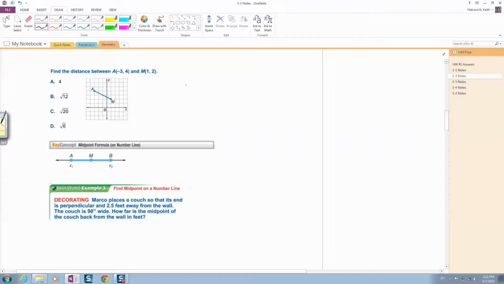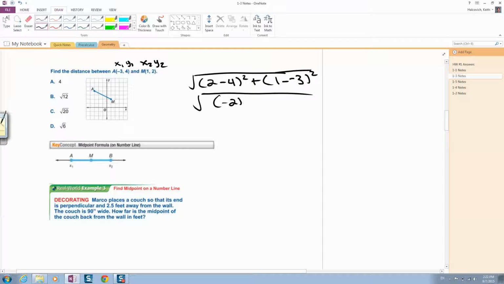Finding the distance between -3, 4 and 1, 2. So once again, here's x1 and y1. Here's x2 and y2. So you're going 2 minus 4 squared plus 1 minus 3 squared. Well, 2 minus 4 is -2 squared. And 1 minus -3 is 4 squared. -2 squared is 4, plus 4 squared is 16. 4 plus 16 is 20, so we have the square root of 20.